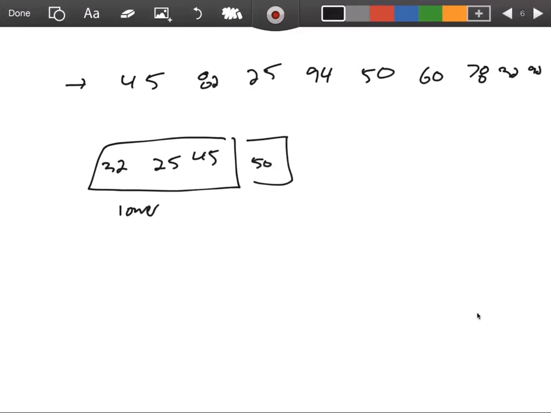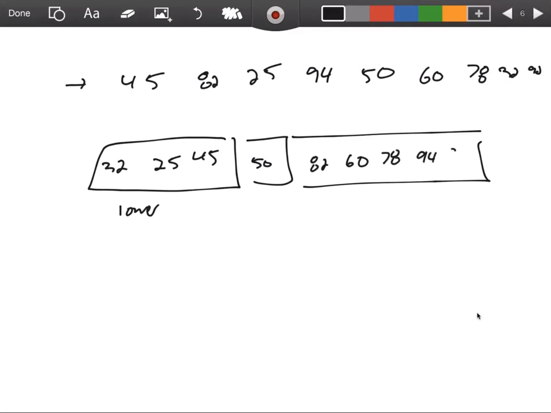Then we have the 50. The upper would contain all the rest: the 82, the 60, the 78, the 94, and the 92. These again are not sorted, neither one, but these are all less than 50 and these are all greater than 50. Then each of these will be broken down by a different factor. Often to find the partition, you'll just take the average of the numbers.